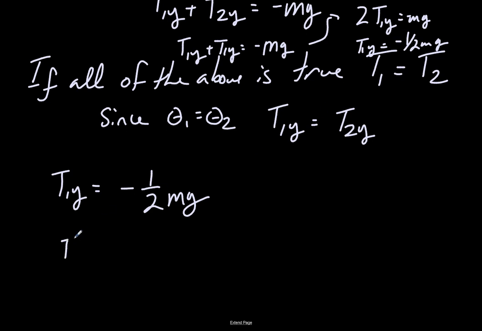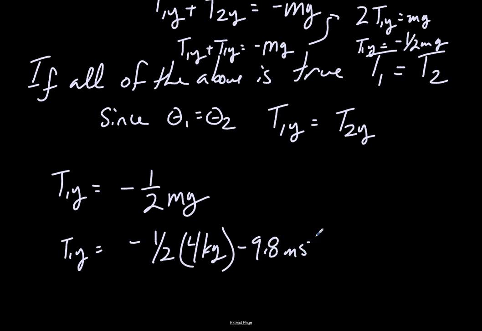So T1y equals negative 1 half, the mass was 4 kilograms, times negative 9.8 meters per second squared. Oh, was it 10 kgs? Okay, whoops. Thank goodness we caught that one.